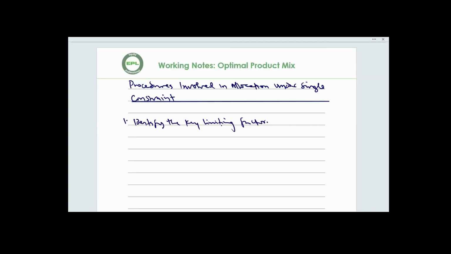How do you identify the key limiting factor? This can be done by comparing the required resources with the available resources.